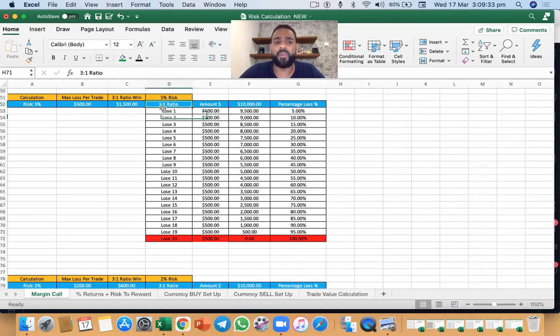And of course, if we even get anywhere close to half of that, let's say we lost 10 trades in a row, then maybe we'd really want to step back and evaluate what's really going on in our trading, because that's a lot of money, that's a lot of trades to be losing back to back in the market.